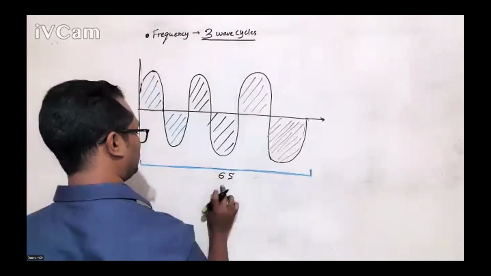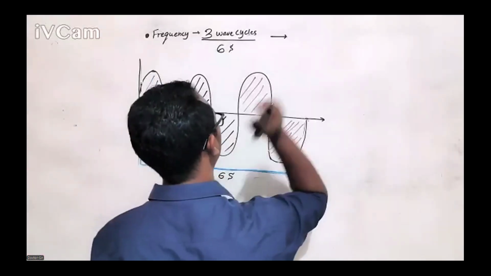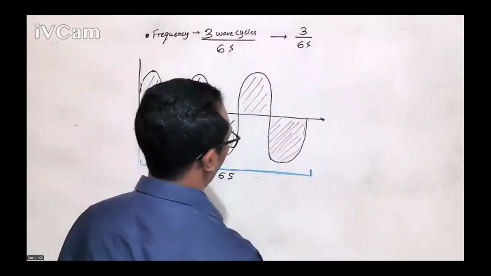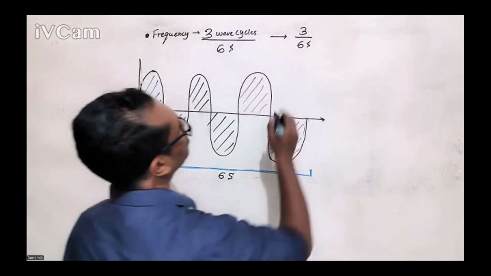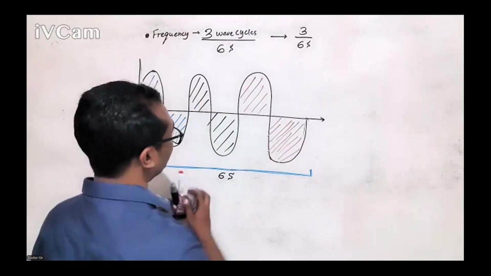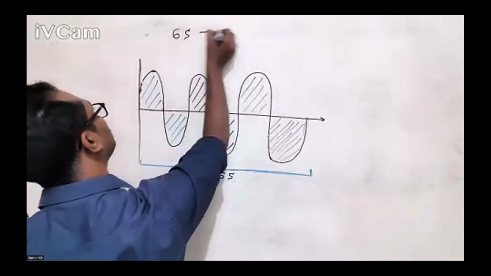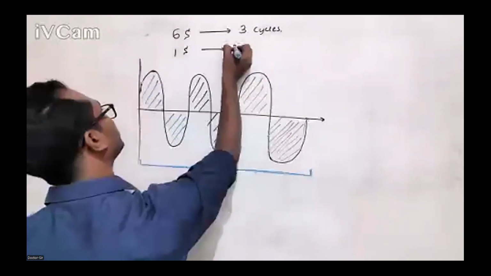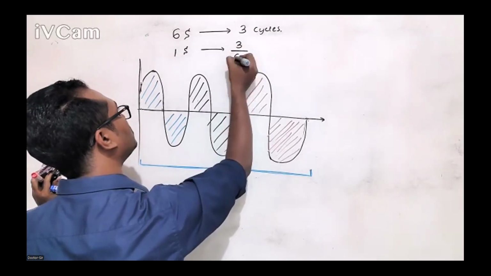So what is the time? 6 seconds. So we can divide that: 3 divided by 6 seconds. So within 1 second, how much should it be? How can we find out? Another way around, you can go like this: within 6 seconds, 3 cycles. So within 1 second, how many cycles? That is what we are going to find out. So that means we have to divide this 3 by 6.